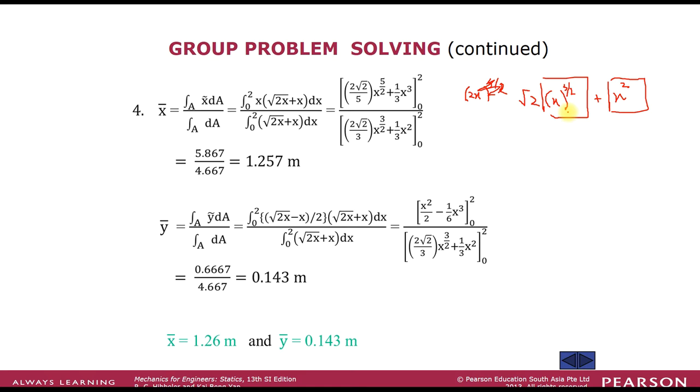So now if we input the value, since the limit is between 0 to 2, then we have 5.867 divided by 4.667 equals 1.257 meters.